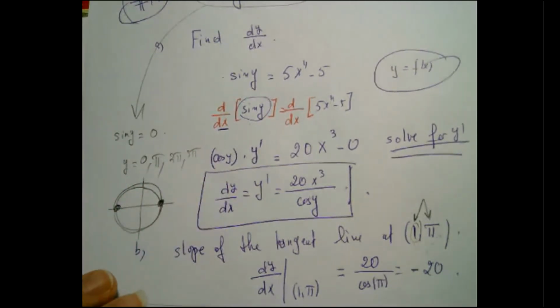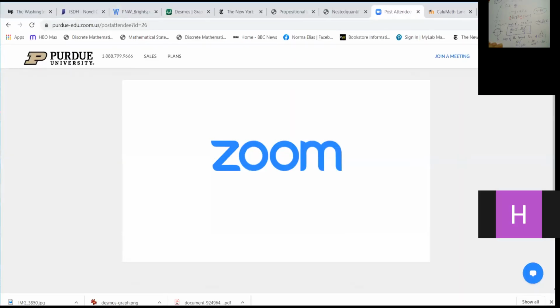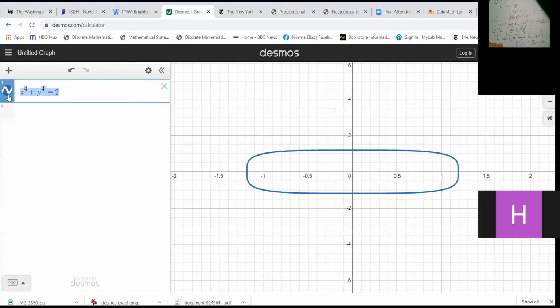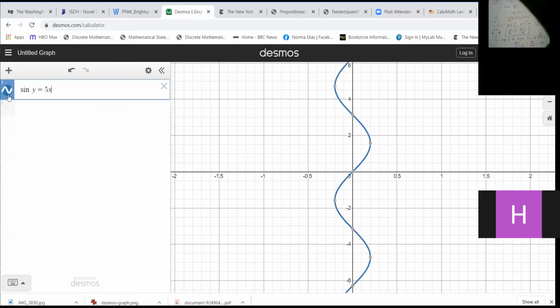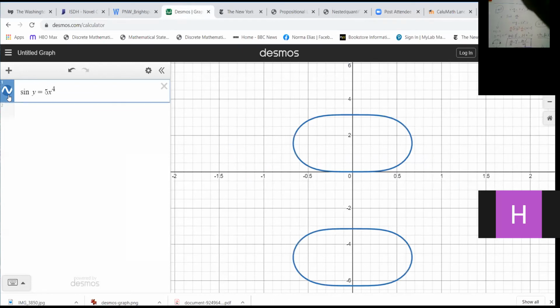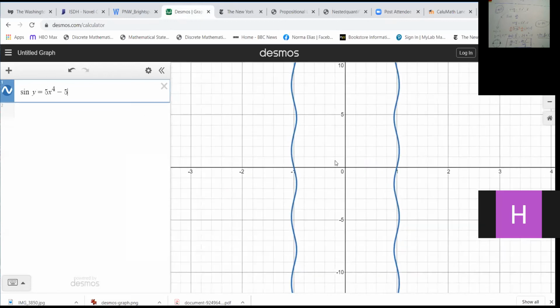Let me graph this function a little bit so you understand. So I will share the screen and I will sketch the graph. I use Desmos for that. So the function is sine y equal 5x^4 minus 5. Okay, so this is the function.